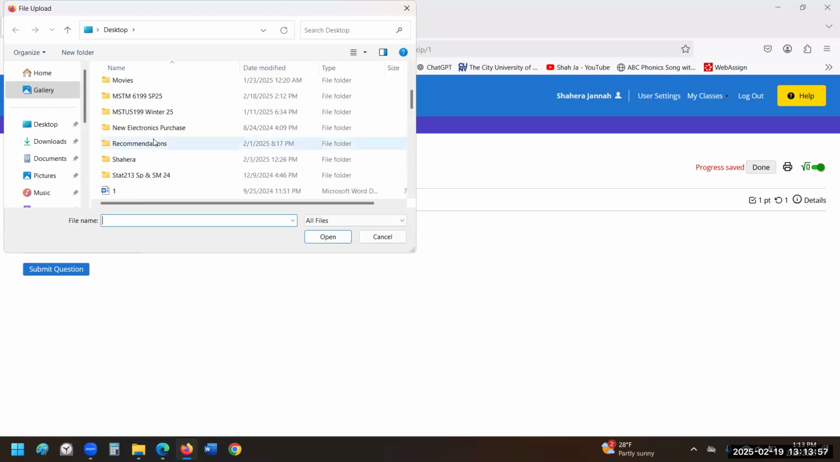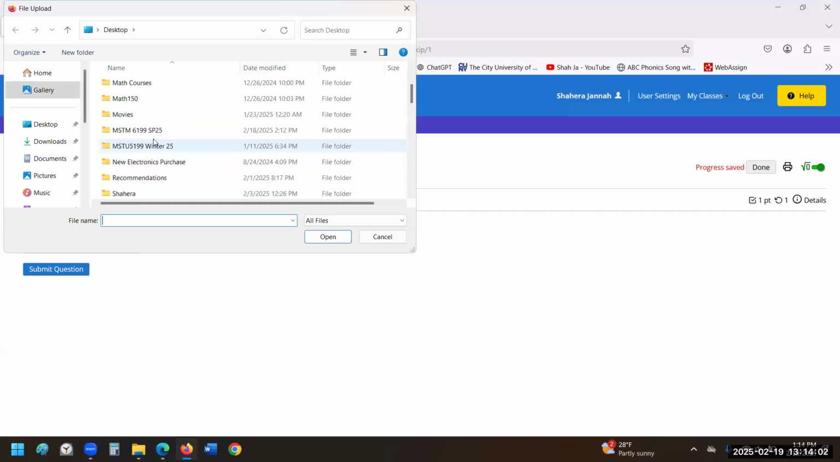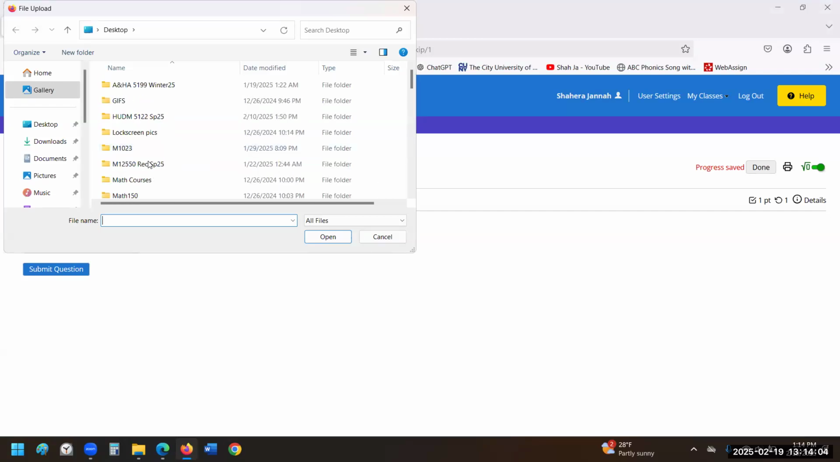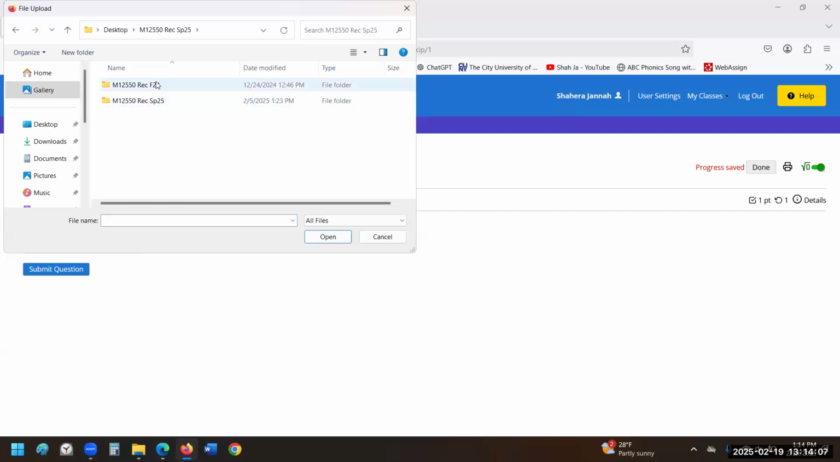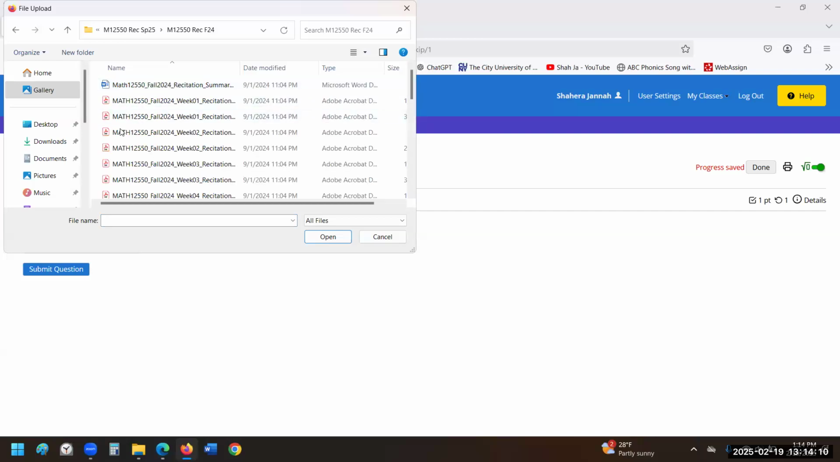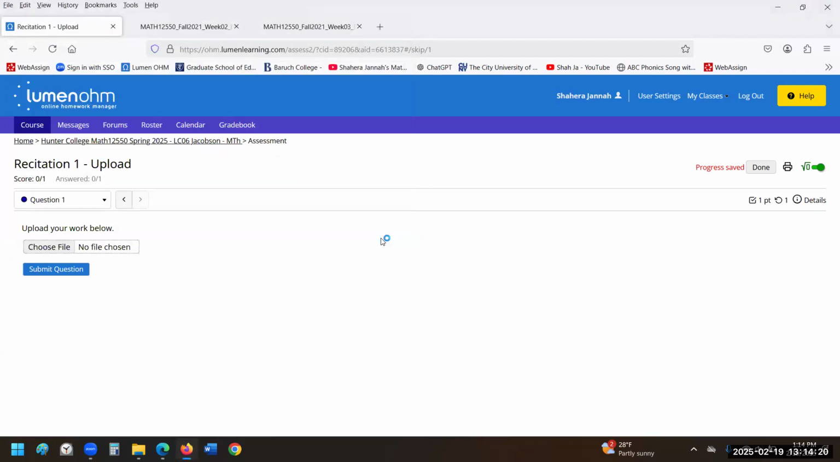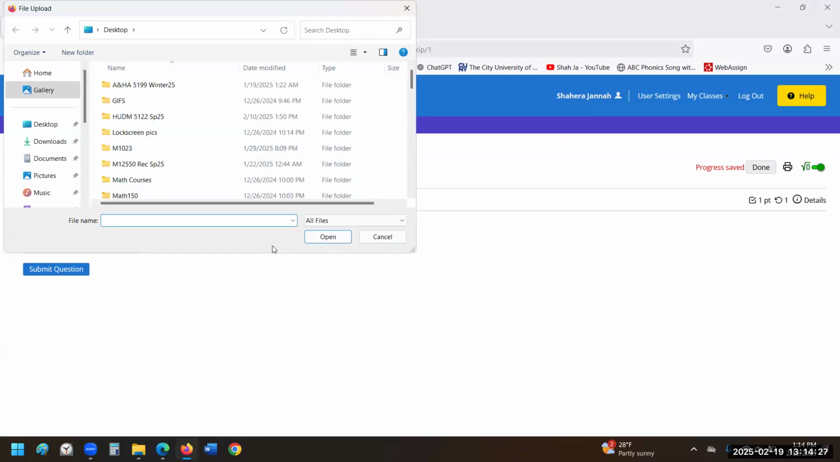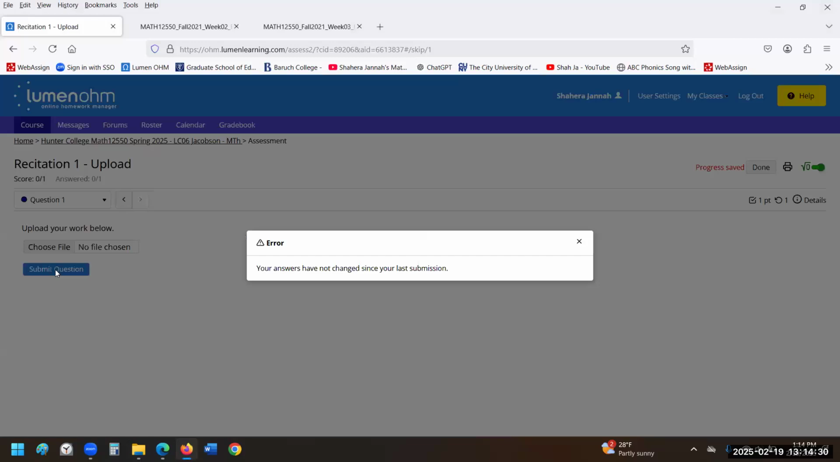Recitation. Said I don't have my recitation. Oh, here. Can I upload more than once? No, you have to upload only one. So yeah, only one file can be uploaded. So convert the 2 pages into one PDF file and then click on choose file, upload the file, and then submit the question, submit your attempt.